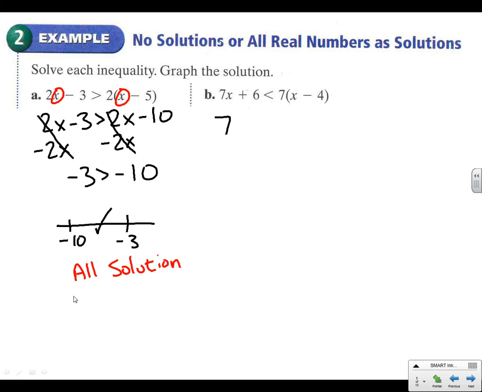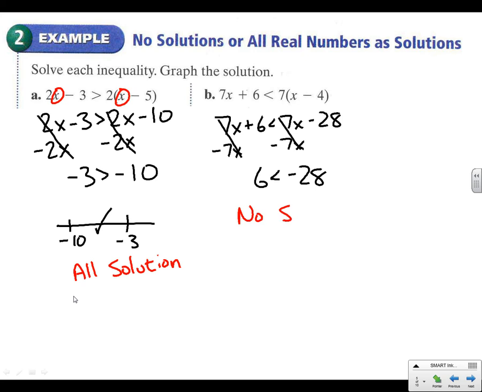Let's find out here. 7x plus 6 is less than 7x minus 28 when we distribute. We subtract our 7x, and we've got 6 less than negative 28. Is there ever a situation where 6 is smaller than negative 28? Nope, that can never happen. So our answer is there are no solutions that make this inequality work.